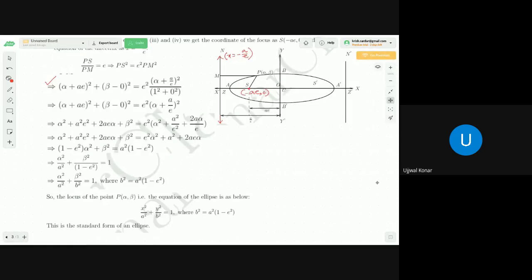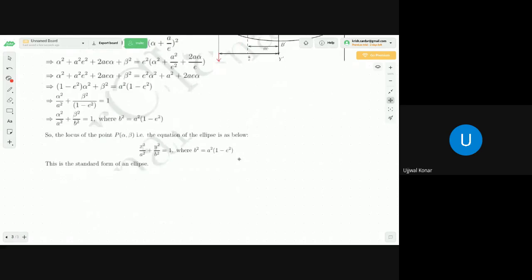So as we get alpha square by a square plus beta square by b square equal to 1, where b square equal to a square into 1 minus e square, what we get? The locus of the point P, that is alpha comma beta, that is the equation of the ellipse, is actually x square by a square plus y square by b square equal to 1, where b square is equal to a square into 1 minus e square. And you get the equation of the ellipse. That is a very important one.